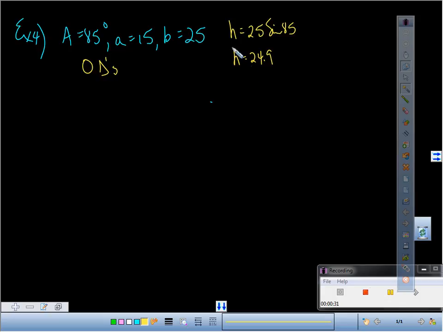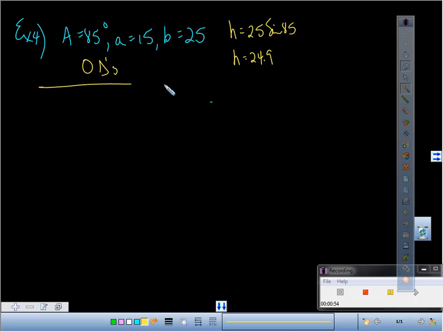So here's what I do. If A is greater than H, then I go, oh, okay, I know I have one triangle. If A is between H and the other side, then that's what makes two, okay? All right, so I don't have any triangles.